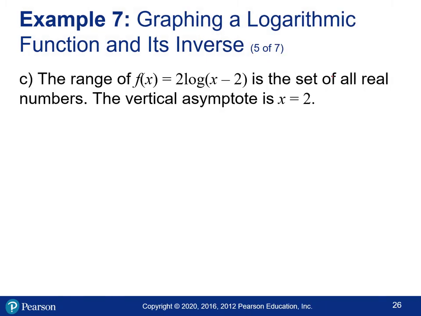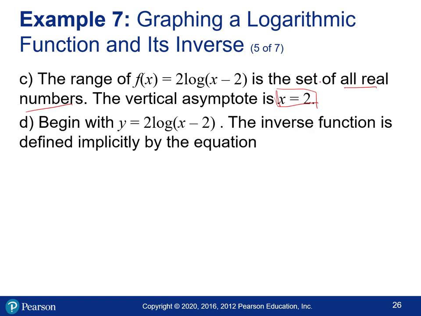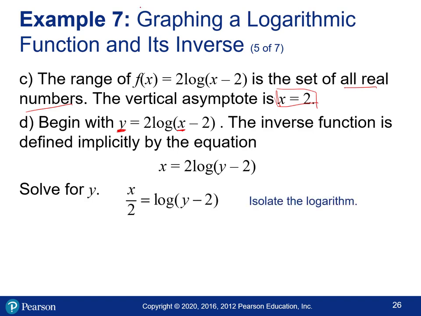Okay, so the range is all real numbers, you could tell from the graph. And the vertical asymptote, that shifted over, so we got that x equals 2. So now we want to find the inverse of this function. Just like on the last example, we're going to swap x and y. Where there was a y, put an x. Where there was an x, put a y. And then we will solve for y. The very first thing we have to do is isolate the log term, so just divide both sides by 2.